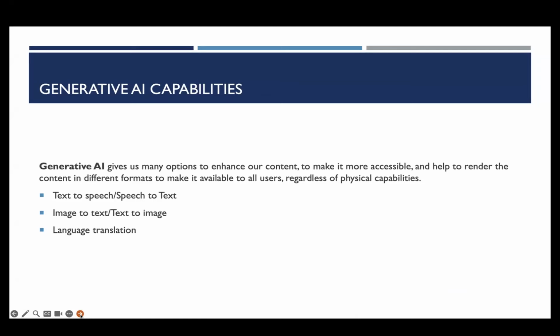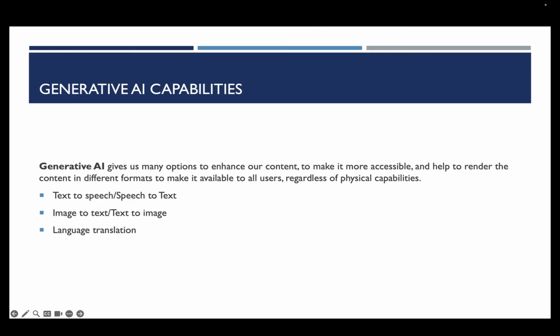So what are the capabilities of generative AI? It gives us a lot of different options to make different types of content, to enhance our content, make it more accessible, help us render it in different formats, and make it available to all users, regardless of physical capabilities. So we can do text to speech, speech to text, image to text, text to image, and language translation. That is dependent on the model, so not all the models have those same options or capabilities.